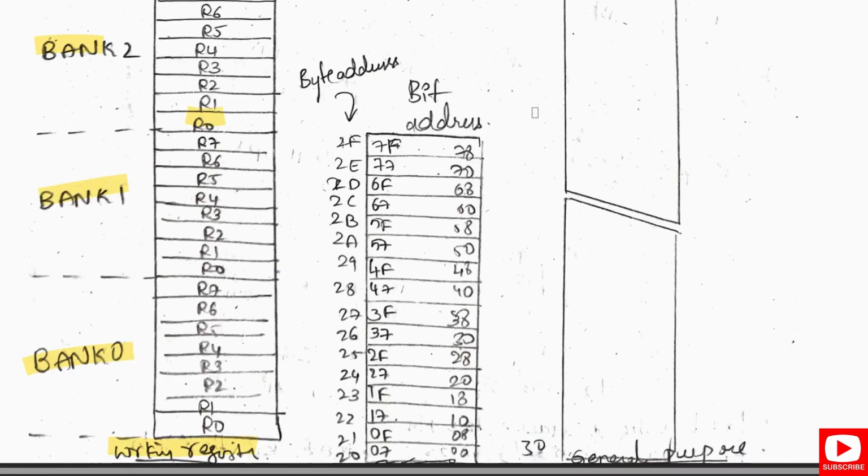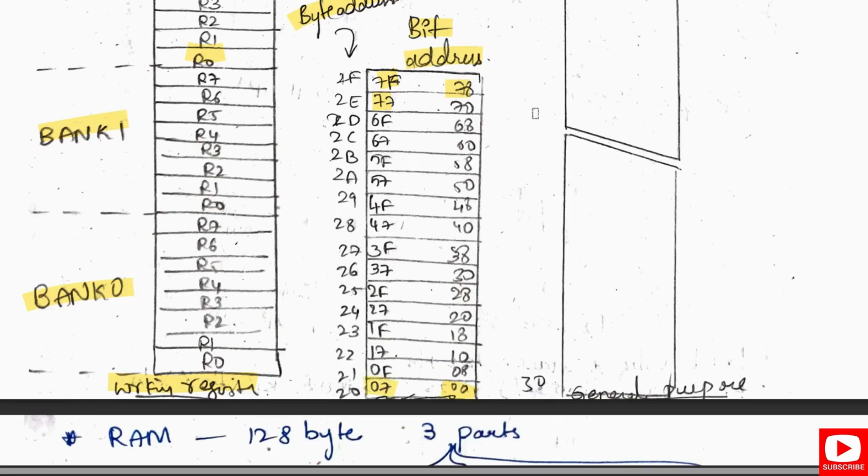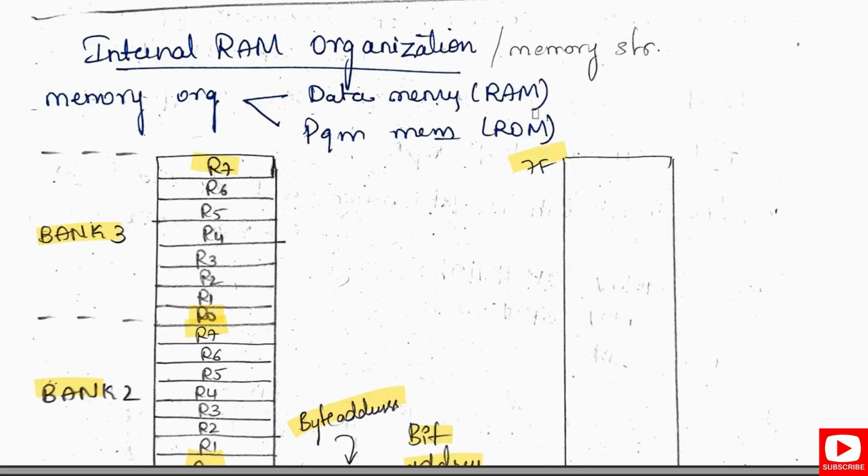Next, you can observe it is a byte address, and the one inside is a bit address, that is from 7F to 78. You have to go like this: from 00 to 07, from 08 to 0F, then 10 to 17, 18 to 1F, 20 to 27, 28 to 2F. It goes on like that. Finally, we have general purpose RAM till 7F.